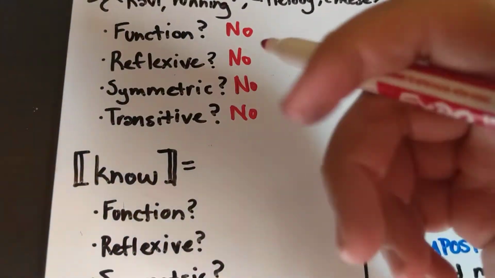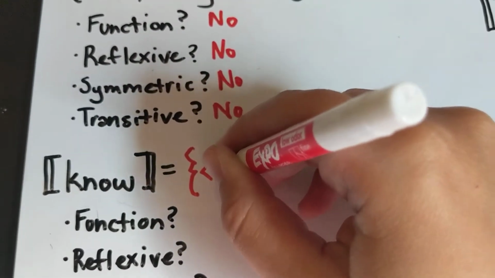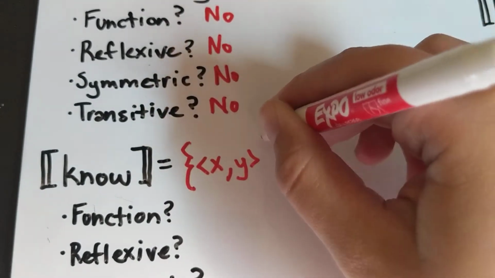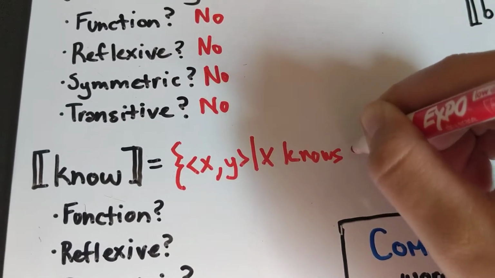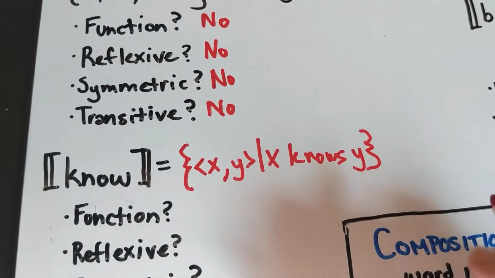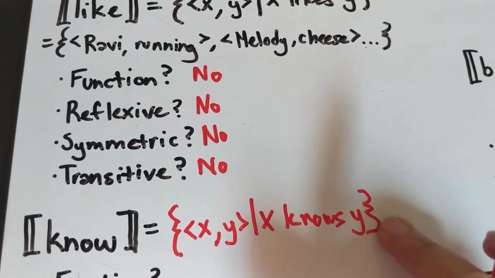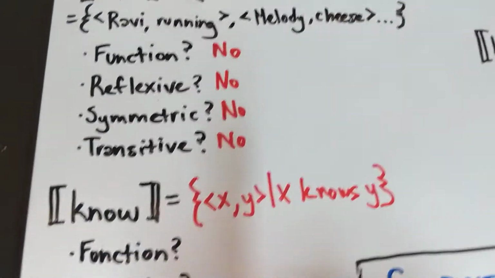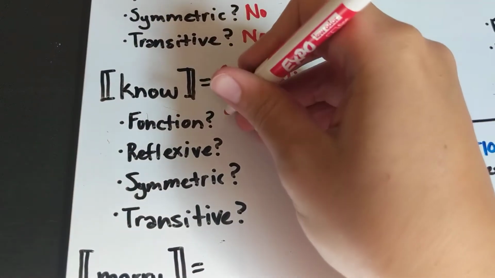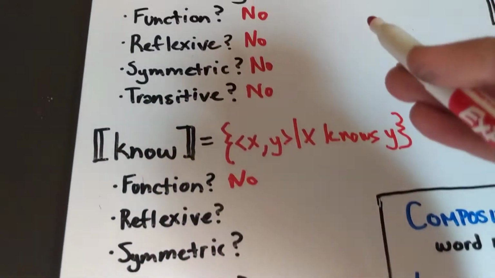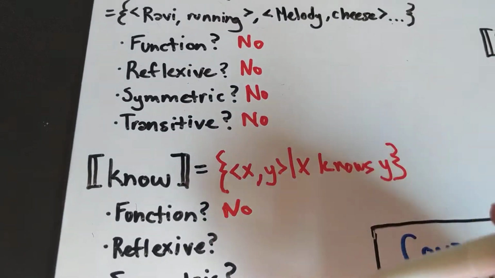So what is the meaning of the word know? It is a set of pairs such that x knows y, right? That's fairly simple. It looks just like this in terms of how we would represent it in set builder notation. Now we look at this one. Is this a function? Is it possible to know more than one person or thing? Yes, it definitely is. So this is not a function. Ravi might know about running and know Melody, and that's totally fine. You can definitely know more than one thing.